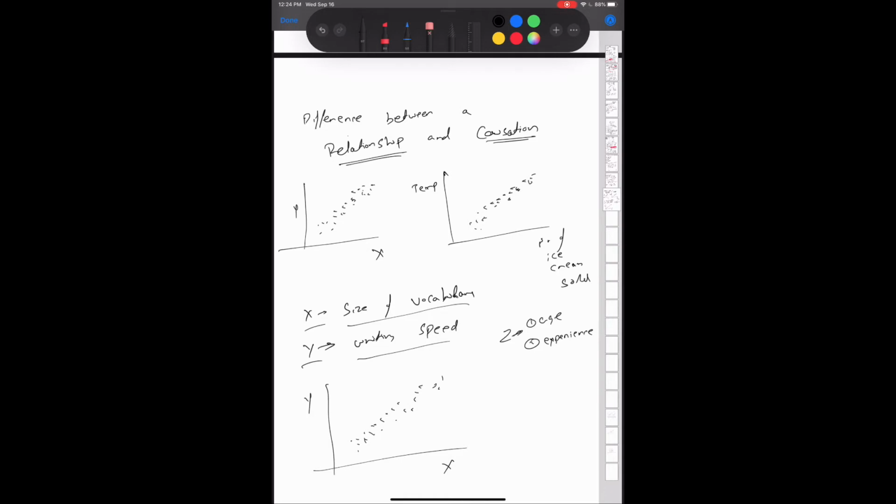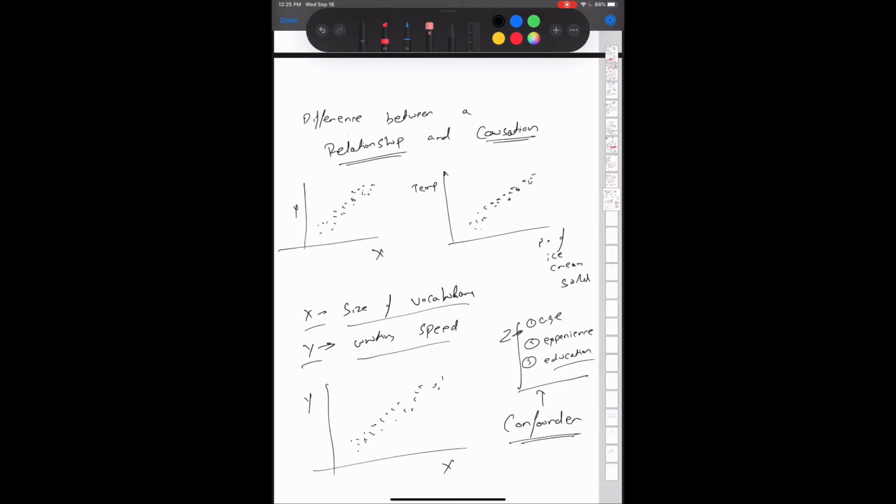Age, experience, education, all these things affect your vocabulary and writing speed together. So these variables are generally called confounders, because they are confounding the relationship between x and y. The relationship between x and y that we found is accurate, but the cause of the relationship is confounded by these variables. Okay.